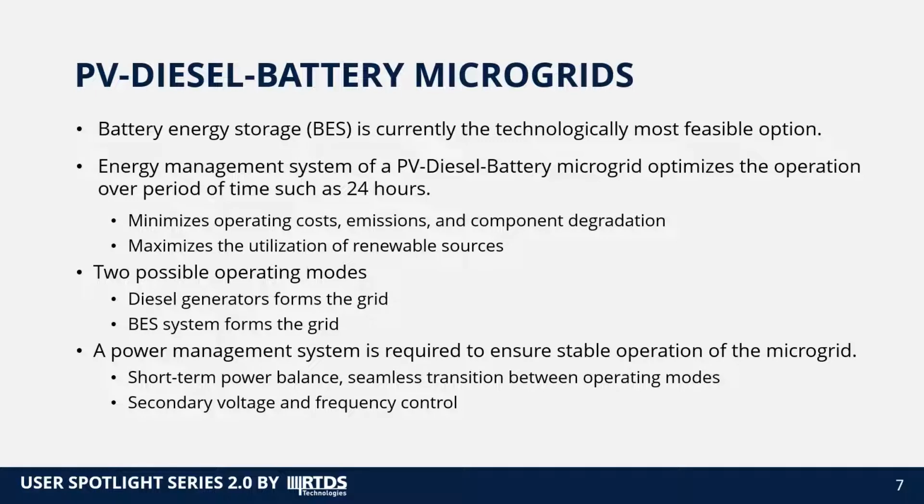Typically, an energy management system optimizes the operation over a longer period, such as 24 hours. But we need another type of controller to maintain the stability of the system by ensuring power balance, coordinating the transition between different operating modes, and performing tasks such as secondary voltage and frequency control. We sometimes call this controller the power management system.